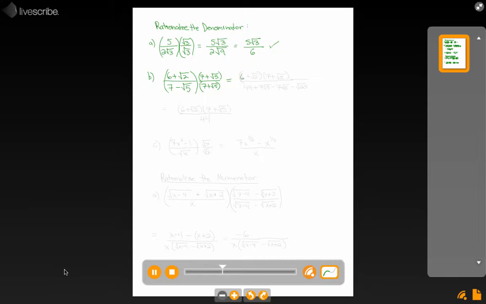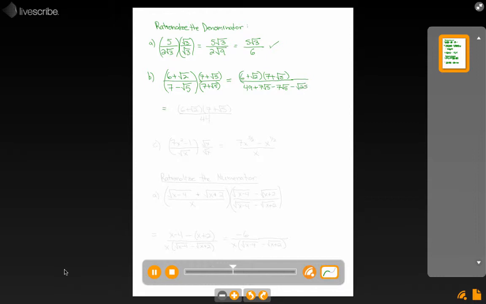On the top, you may or may not decide to expand that out, FOIL it out. It doesn't really look any better if you do, so you might as well just leave it as it is. But the bottom will be significantly better. 7 times 7 is 49. If you FOIL it, you completely have plus 7 root 5, but then you have minus 7 root 5, and then you have minus root 25.